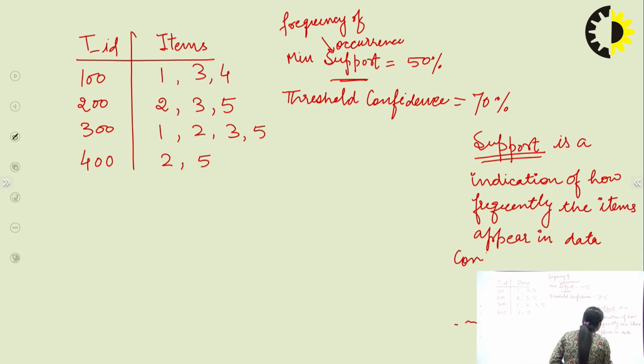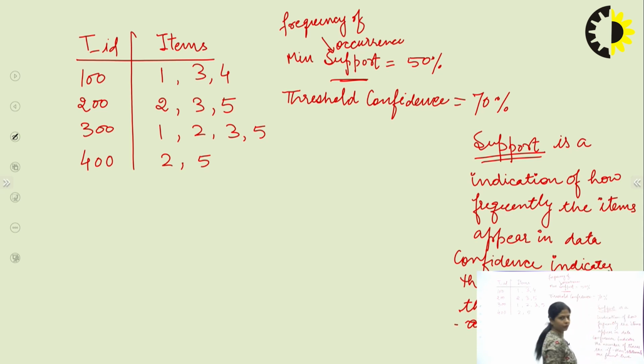And the confidence indicates the number of times the if-then statements are found true, right? So, this is what the confidence is. Confidence simply indicates the number of times the if-then statements are found true. Okay, now we'll start with the example.